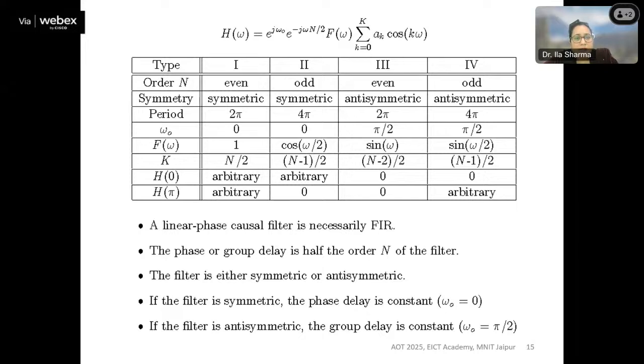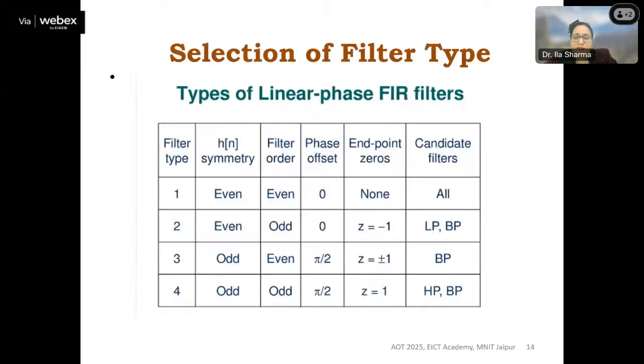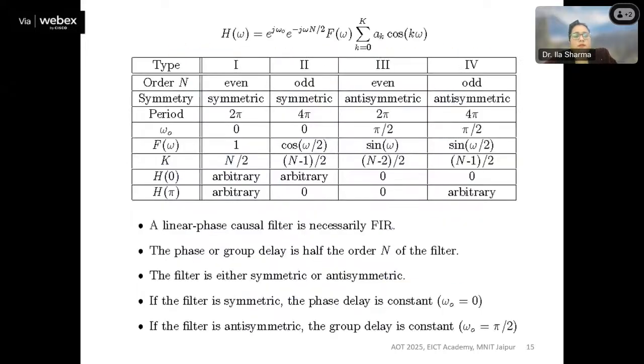Above that table, H of omega is specified. This is your magnitude response. Okay, and some of the detailed information is also mentioned here. What will be the phase response, how the magnitude response will differ. So all things are specified in this table. That's why I explained the simple table first, so that you can go through the second table, that is the standard table given in the book.